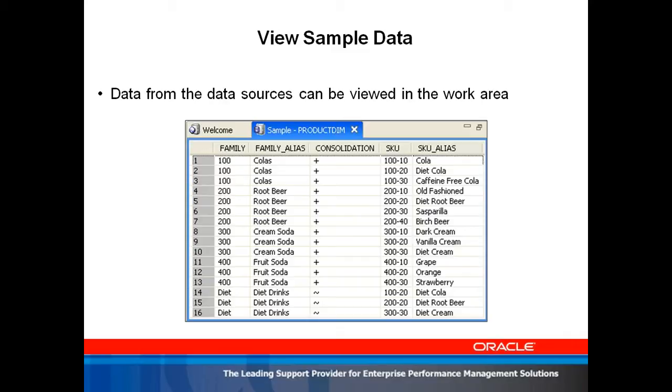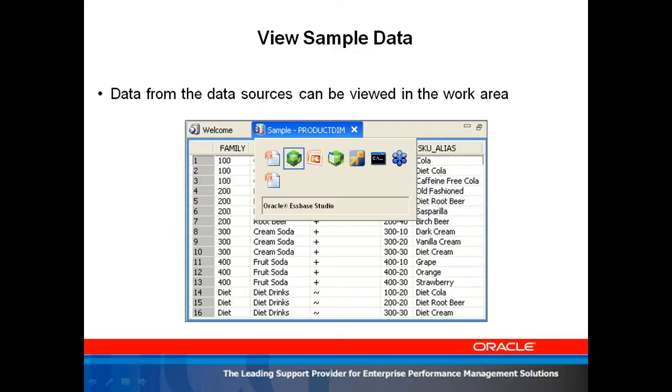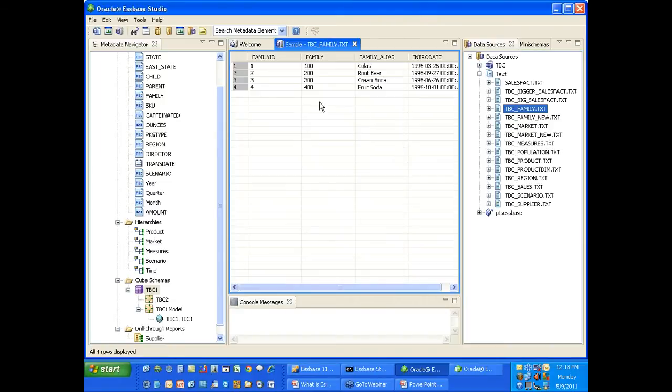You might want to see the contents of the data source to which you just connected, whether they are dimensional definitions or measures data. Simply right-click on one of the data items in the data source, which I'll do here, and say View Sample Data. And the sample data appears in the work area here.